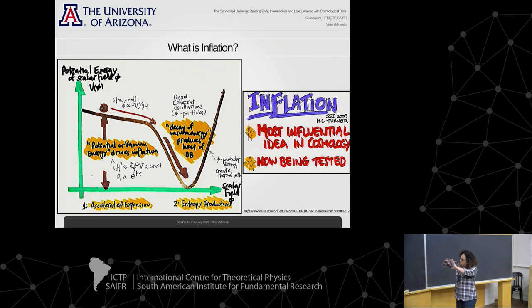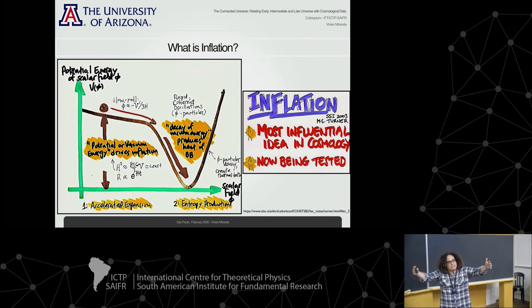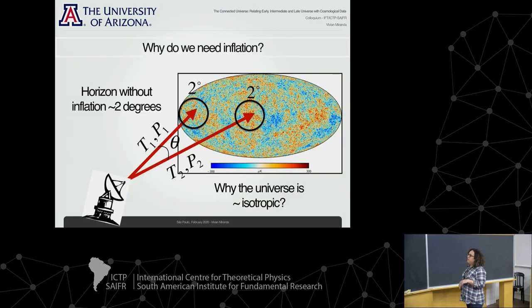This scalar field also has perturbations, and those perturbations will create the seeds for the galaxies and voids that we observe today. So why do we need to put into our standard model this accelerated expansion at 10 to the minus 33 seconds? Well, there are a few problems that inflation solves.